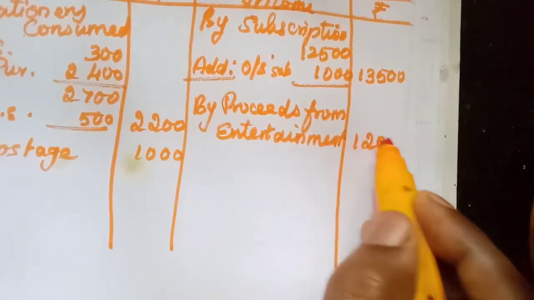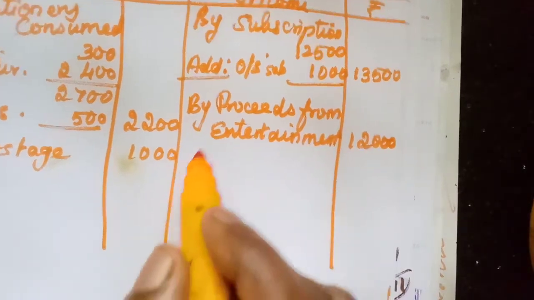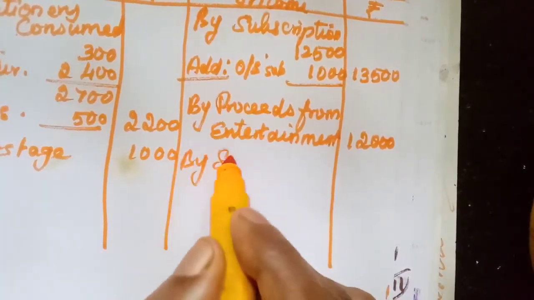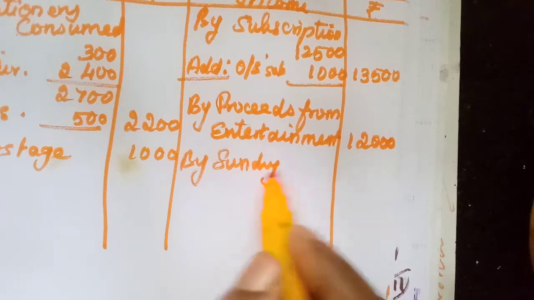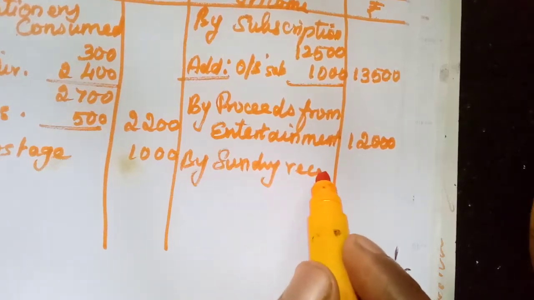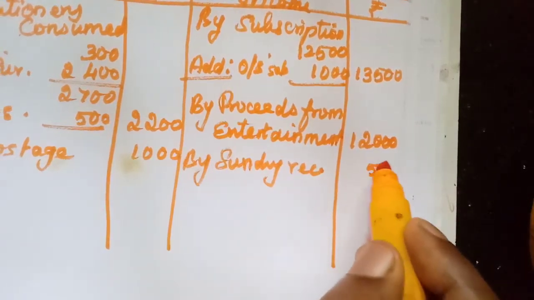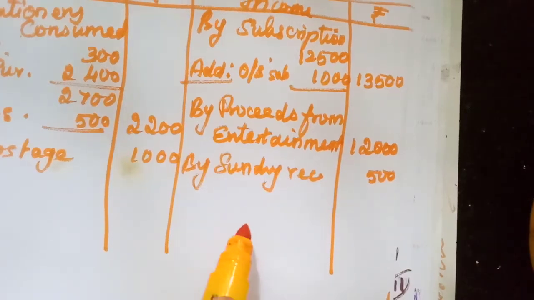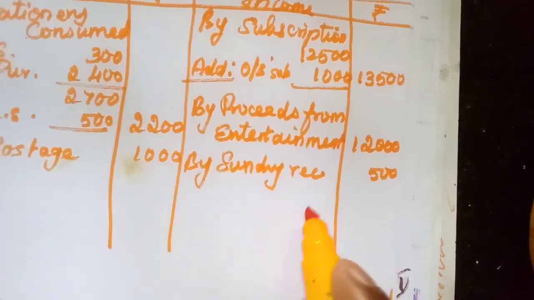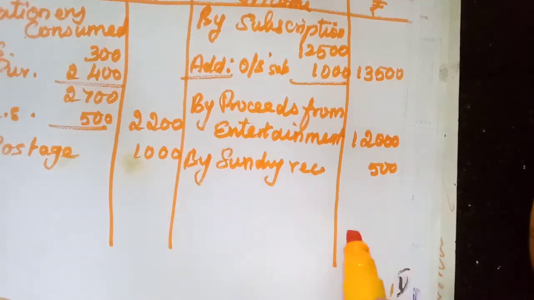$12,000. Then sundry receipts. Sundry receipts, 500. Okay. We have entered this first additional information; the second one and the third one will come in the balance sheet. We have completed. Okay. Now we will calculate the surplus or deficit.